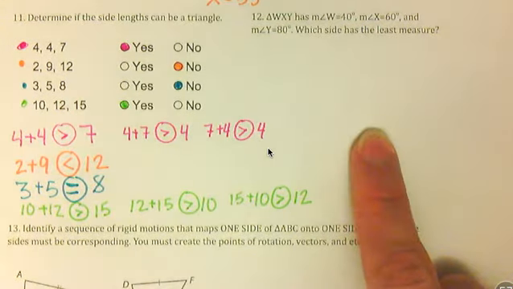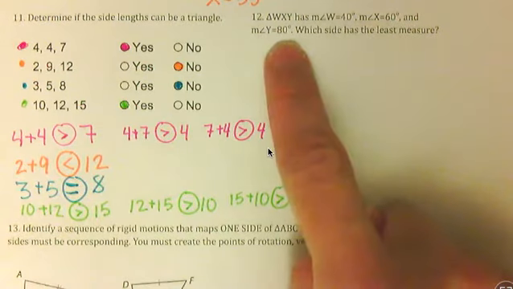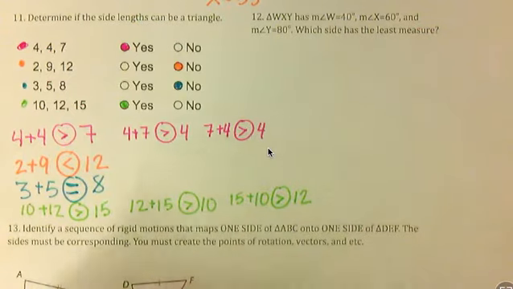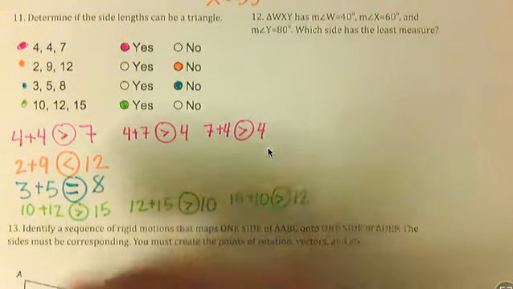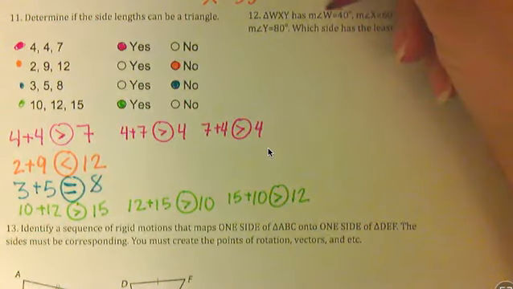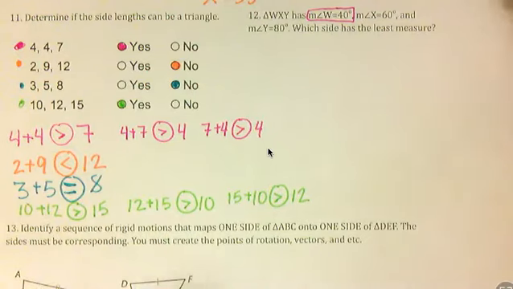Okay, this is also from 7.3 that we just talked about. So you have triangle WXY, and it gives you the three angle measures, and it says which side has the least measure. You want to look for the angle that has the least measure itself, and it's going to be the side that goes with the triangle. So here is our smallest angle. I had to double check. 40 degrees.